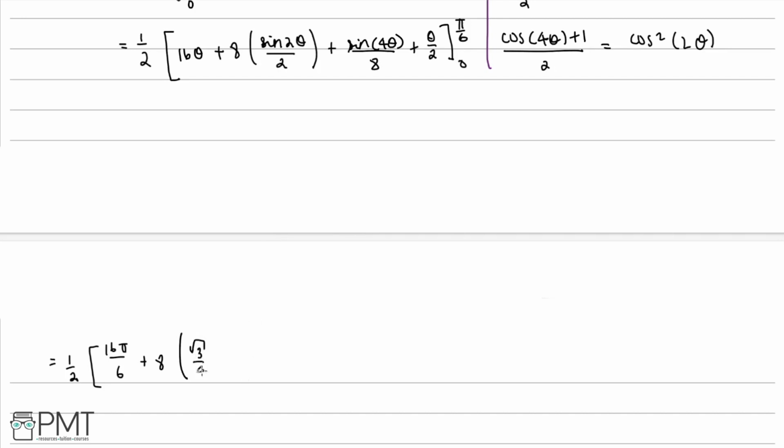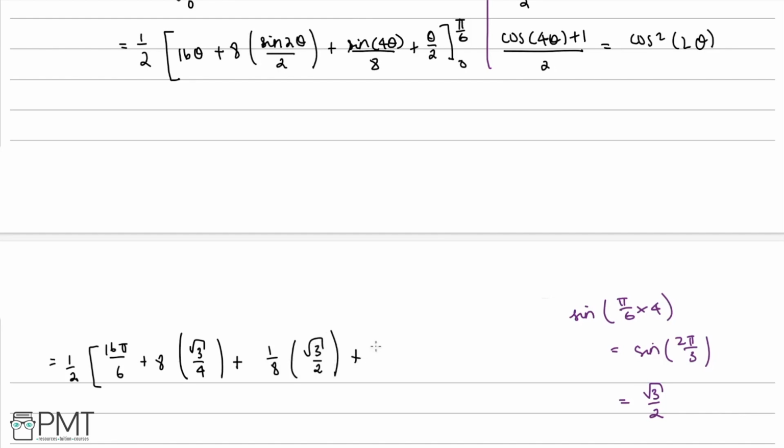So 8 times root 3 over 4, plus sine of 4 theta, well, sine of pi over 6 multiplied by 4 will be equal to sine of 2 pi over 3. And that will be equal to root 3 over 2. And thus we will have root 3 over 2 divided by 8. So plus 1 over 8 times root 3 over 2, plus theta over 2, when theta is equal to pi over 6, will be pi over 12. So plus pi over 12.